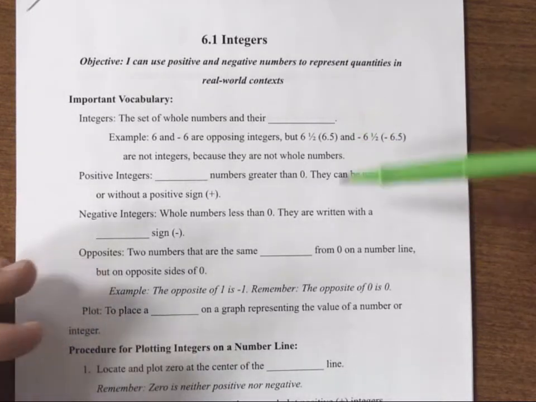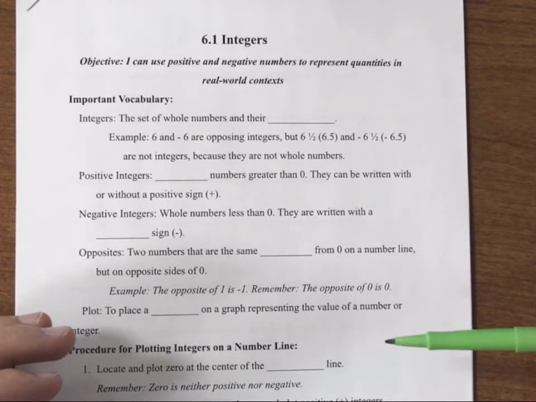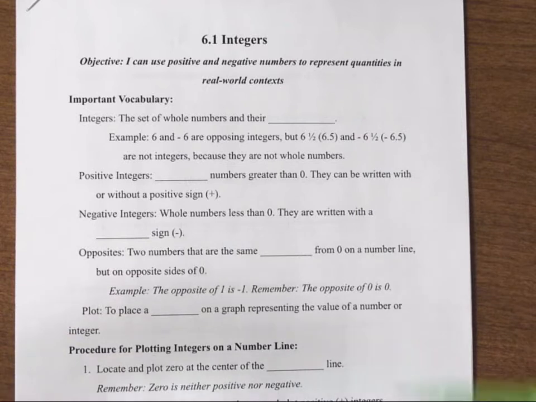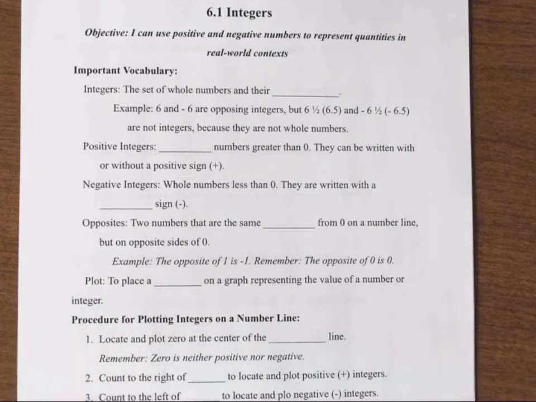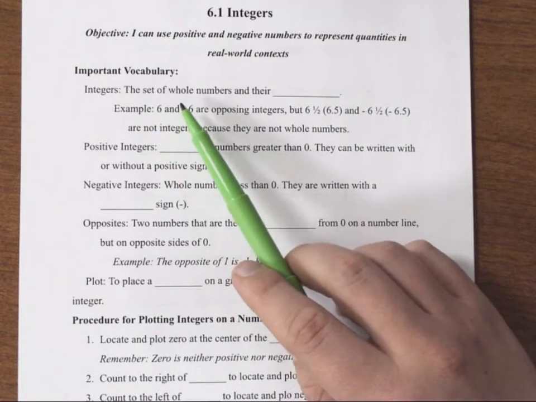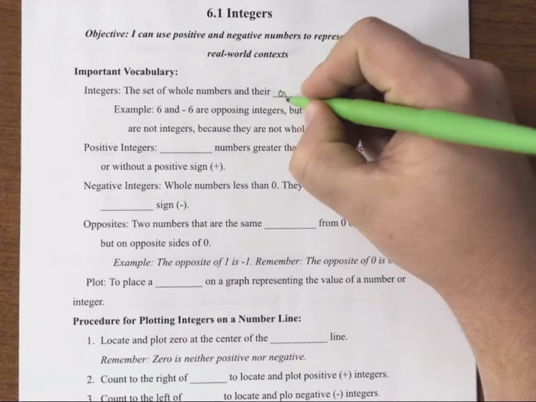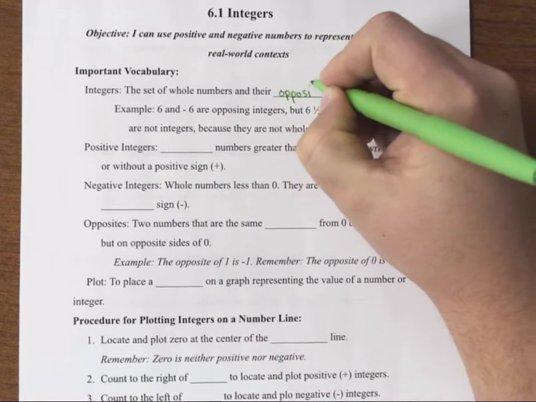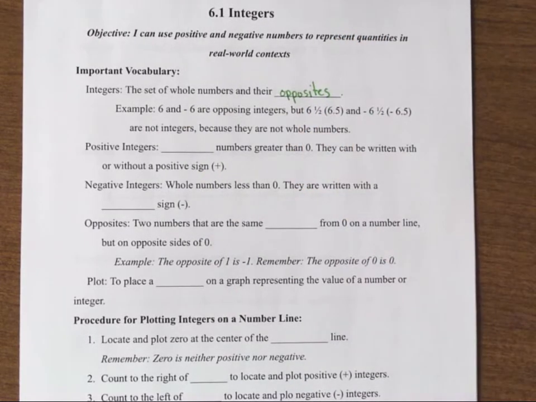So let's go through the vocabulary, make sure that we really understand what each of these words means so that when we use them in the context of the math that we're doing in this chapter, they make sense. So an integer is the set of whole numbers and their opposites. So whole numbers would be 1, 2, 3, 4. Their opposites would be the negative versions, -1, -2, -3, -4.